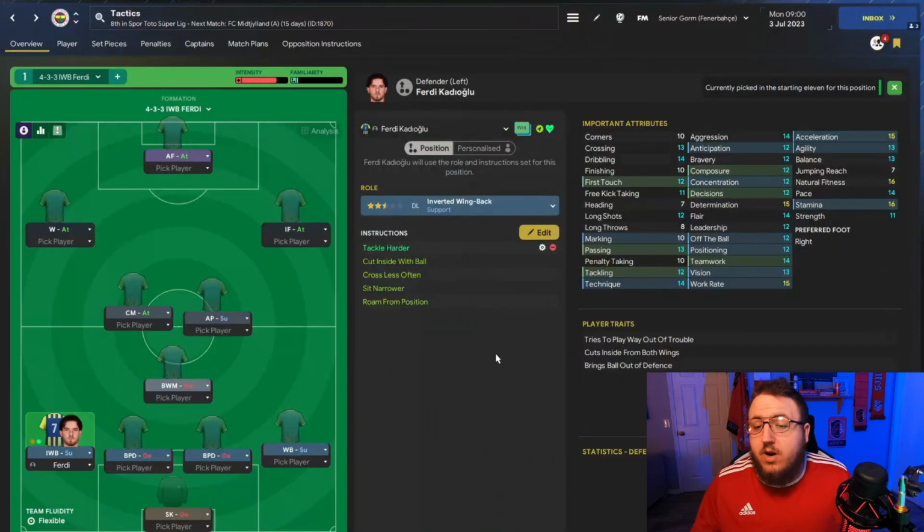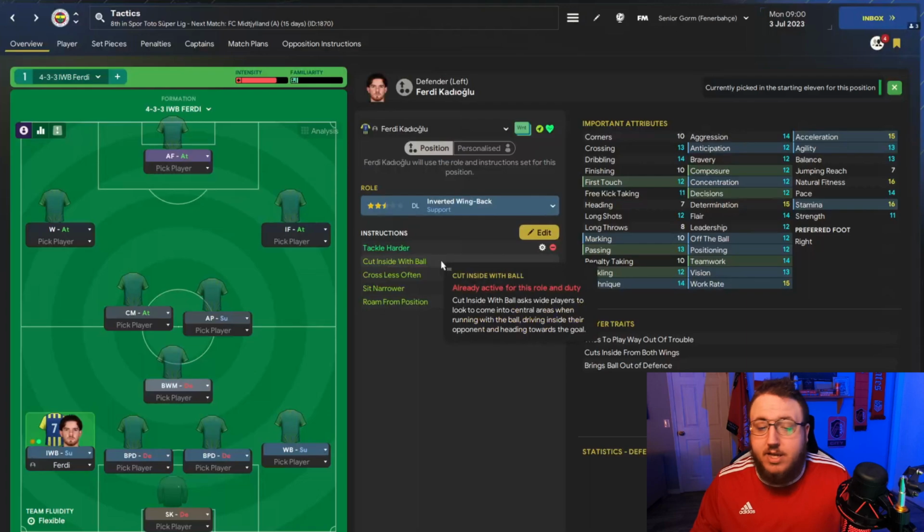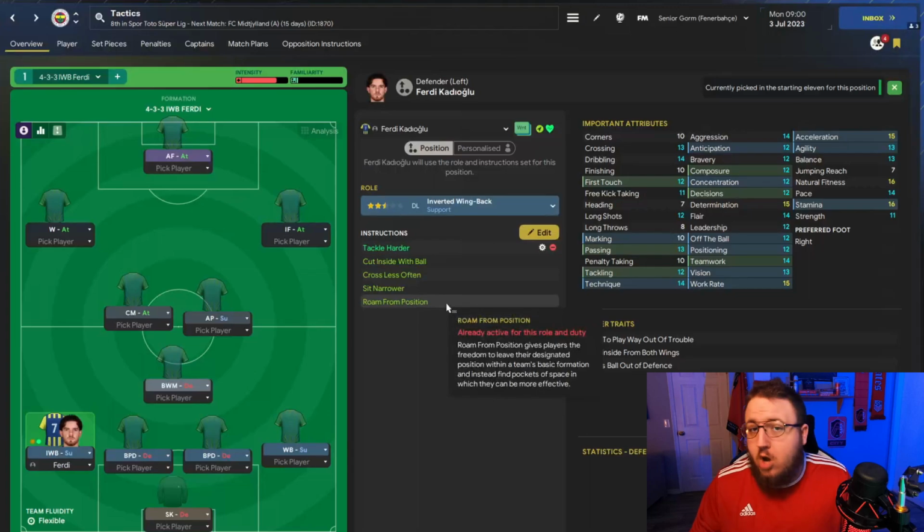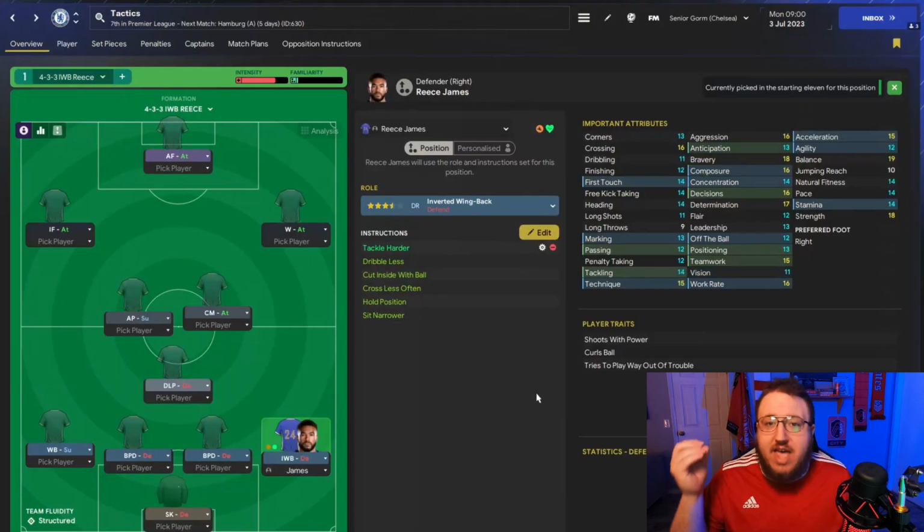Then we have the inverted wingback on support. Once again, you can see what is important to their role and what is a secondary important role to the inverted wingback on support, and all that is mandatory as part of the role is cut inside with the ball, cross less often, sit narrower, and roam from position. So already we can see it is very different and a little bit more stay-at-home than on the attack duty.